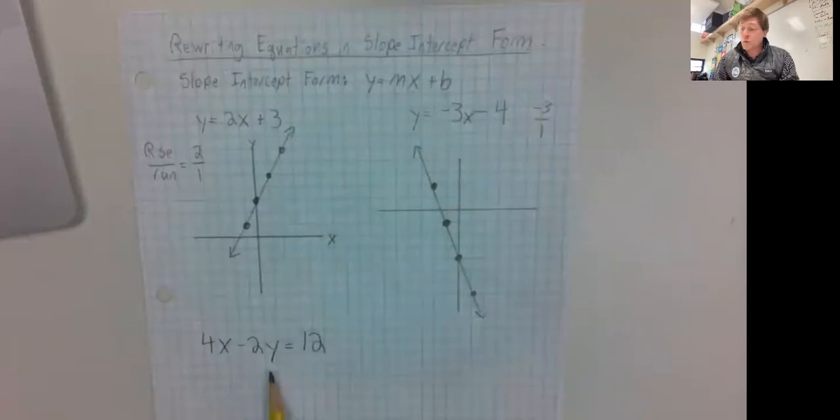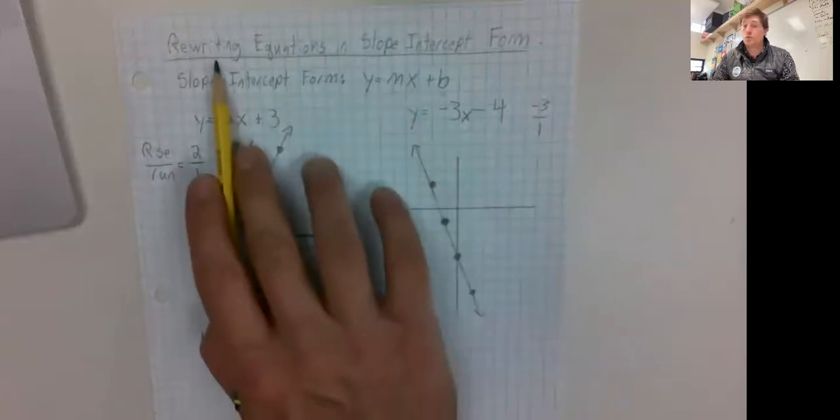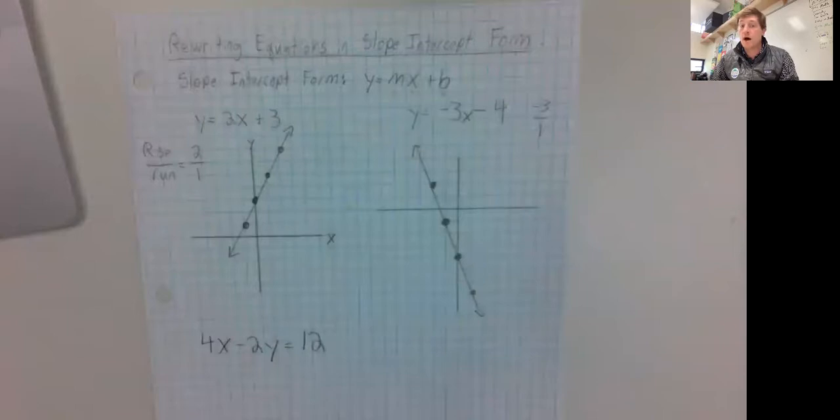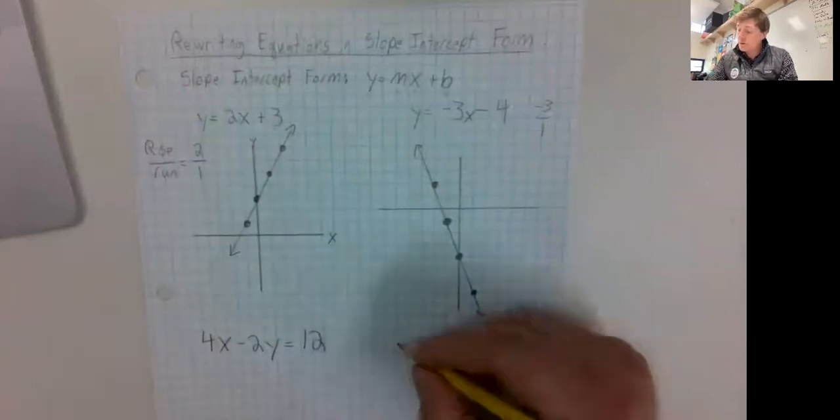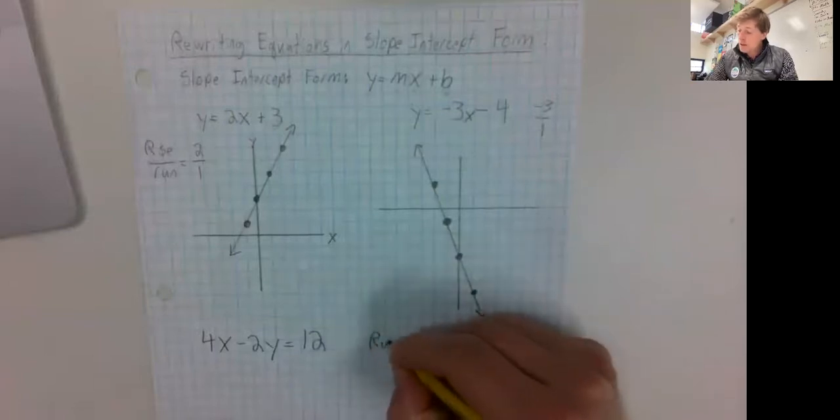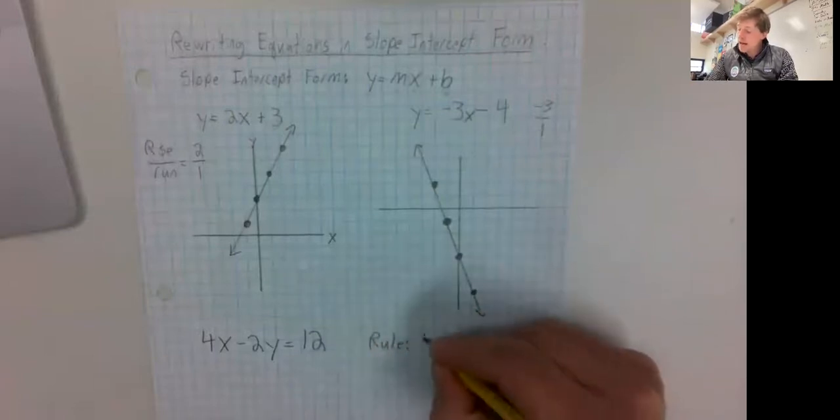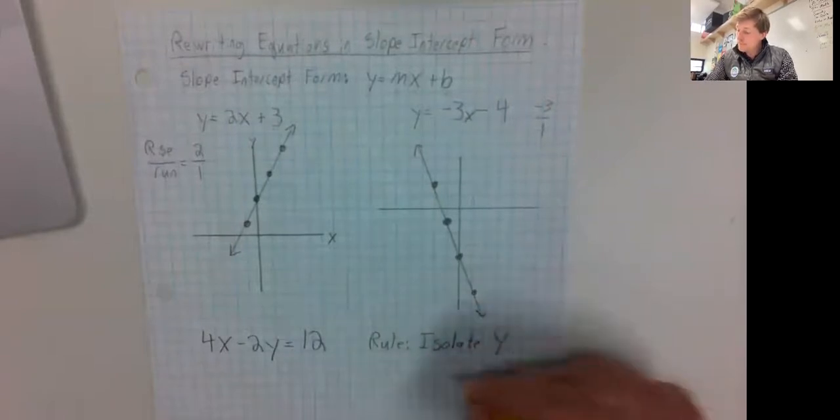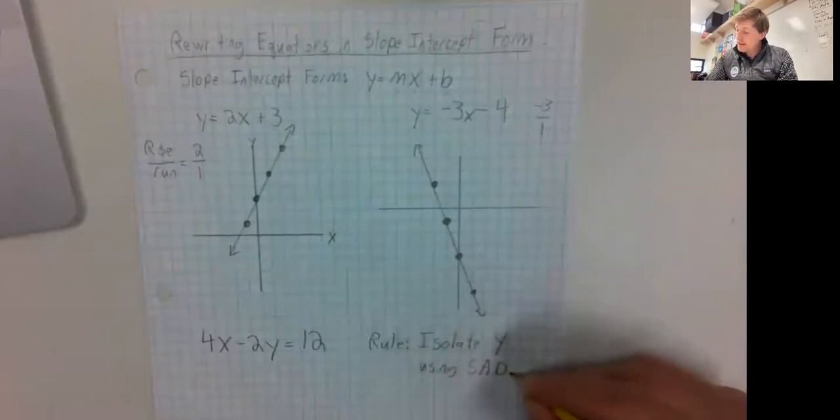And that's what we're going to do. We are going to make this equation match this one. We are going to rewrite this equation so that it's in slope-intercept form. And we've already talked about why it is so important to have it in slope-intercept form. To rewrite equations in slope-intercept form, all we need to do is isolate y using SADMEP.